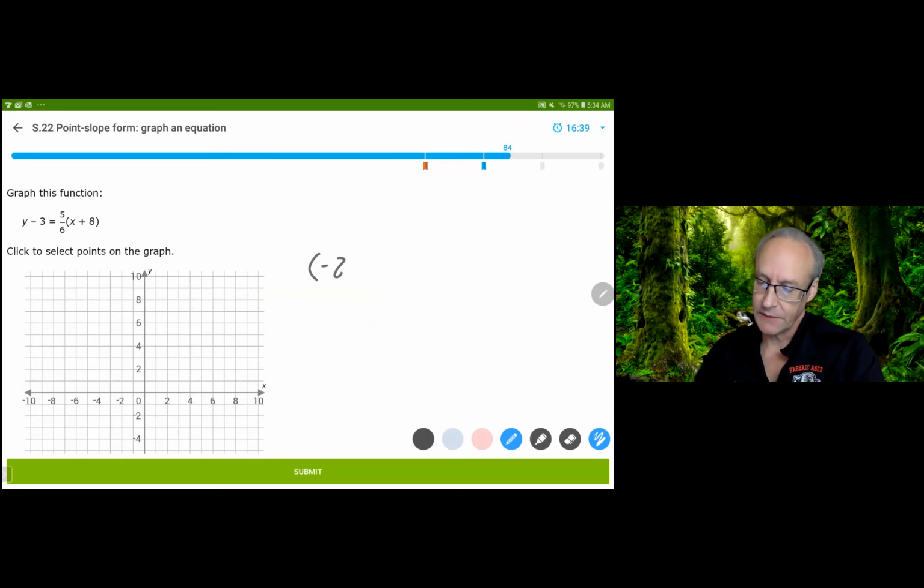X is going to be -8 to make it 0, and y is going to be 3, and my slope is going to be 5 over 6. I'm going to go through -8, 3, and I'm going to go down 5 and over 6. That looks like -8, 3, yep, and I went down 5 over 6. Looks good to me.